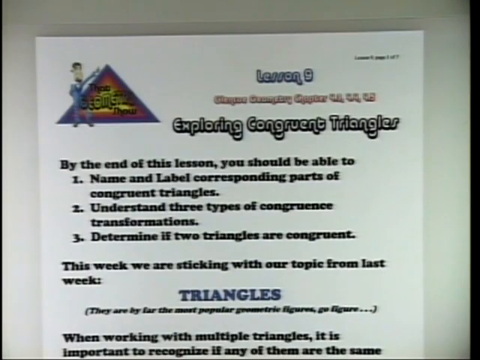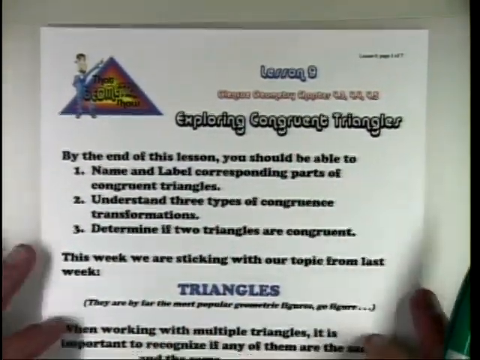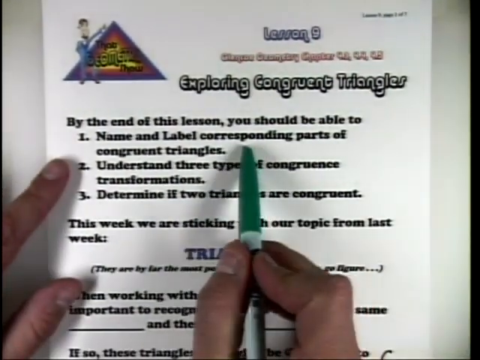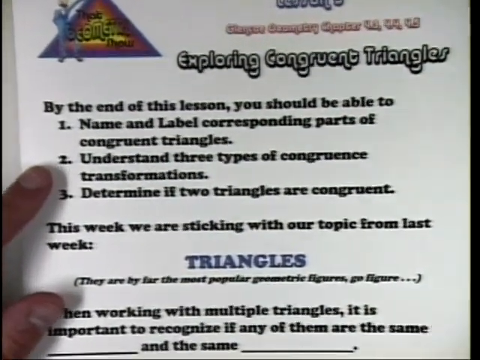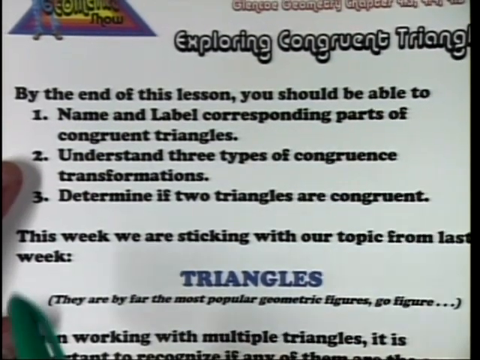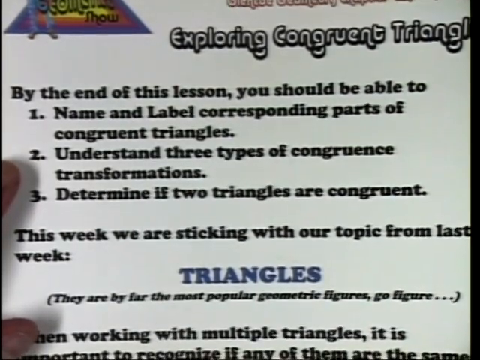All right, lesson 9. This is going to correspond with your Glencoe Geometry textbook, chapters 4.3, 4.4, and 4.5. We're doing 3 sections today, a lot of information. We're going to explore congruent triangles. By the end of the show, you should be able to, number 1, name and label corresponding parts of congruent triangles. Number 2, understand the 3 types of congruence transformations. And number 3, determine if 2 triangles are actually congruent.